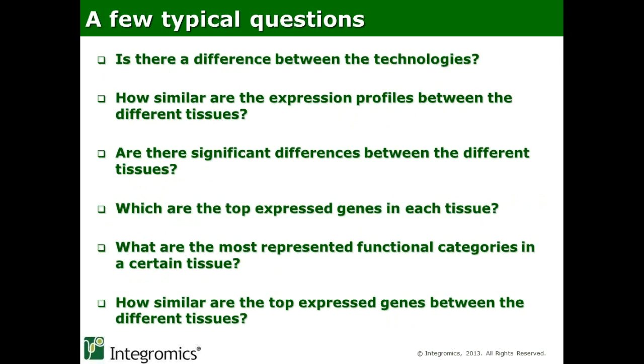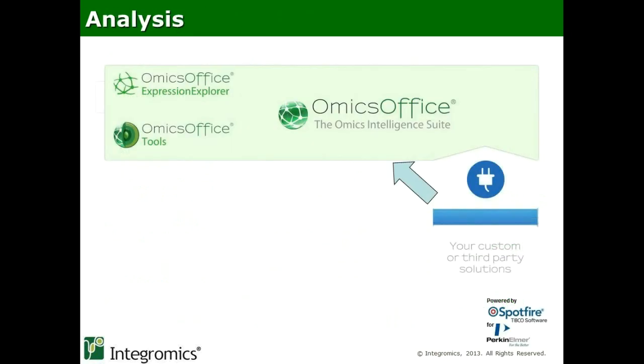A few of the typical questions that can be asked are shown here. For example, we can see if there's a difference between the different technologies, so 50 base pairs and 75 base pairs. Are there similar expression profiles in different tissues? If there are significant differences when we compare different tissues, which are the top expressed genes in the different tissues? If there are any functional categories that are more represented or less represented, or how similar the top expressed genes are in the different tissues. So I'll use this as an example.